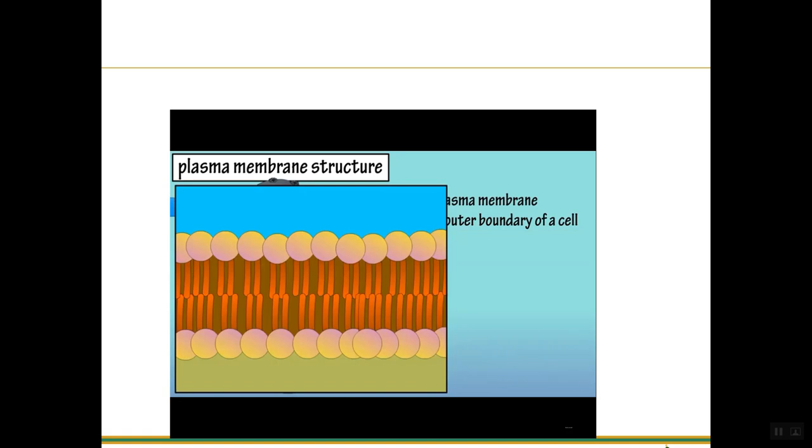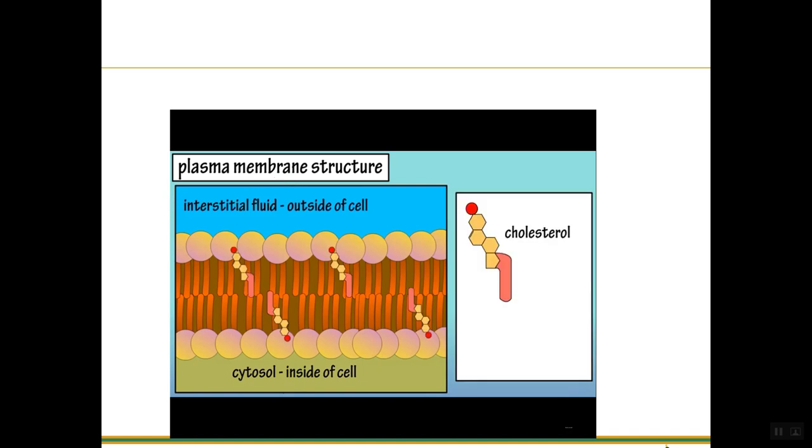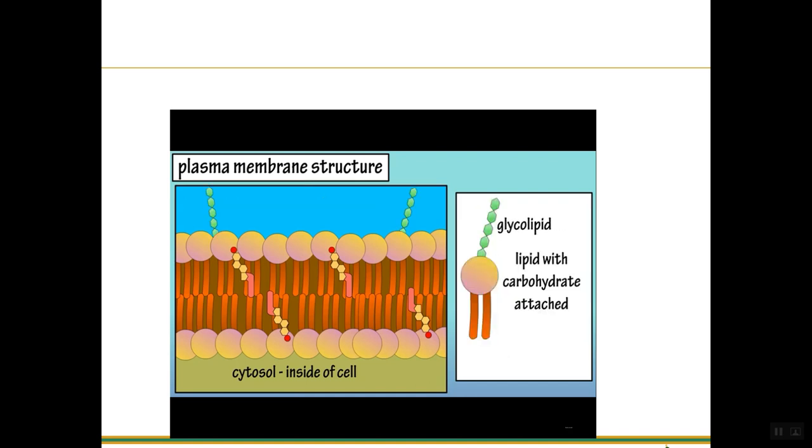The inner part of the cell, called the cytosol, is here, and the outside of the cell is here. Cholesterol is another molecule that is embedded in the plasma membrane, and it helps strengthen and stabilize the membrane. Glycolipids are lipids with carbohydrates attached to them, and they are found on the outer portion of the membrane, so they're exposed to the outside of the cell or the interstitial fluid that surrounds cells. They help maintain the stability of the membrane and aid in cell recognition.